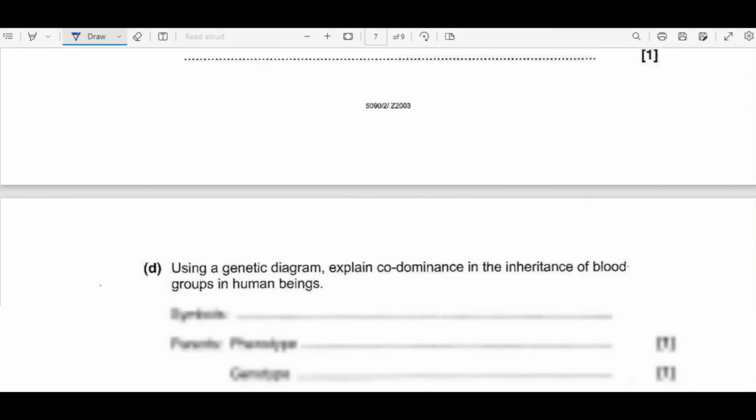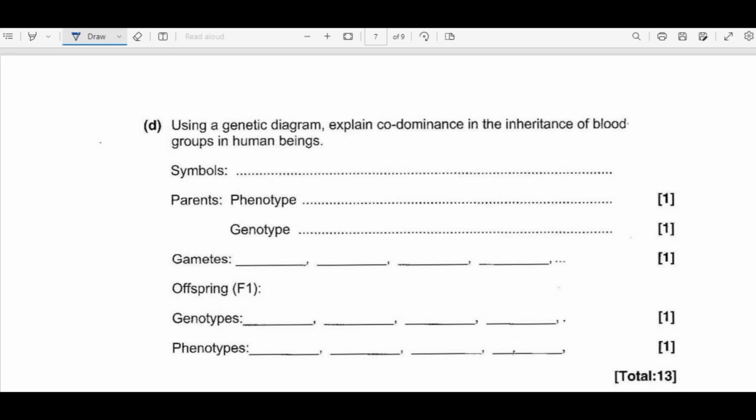Okay, we move on to question D, the last one. Using a genetic diagram, explain codominance in the inheritance of blood groups in human beings. So codominance in human beings is just the blood group AB. Codominance is a situation where 2 genes try to express themselves at once. So A is dominant, so is B. Since these 2 alleles are both dominant, we have the situation of codominance. Now, our focus is we want to produce AB, which is codominance.